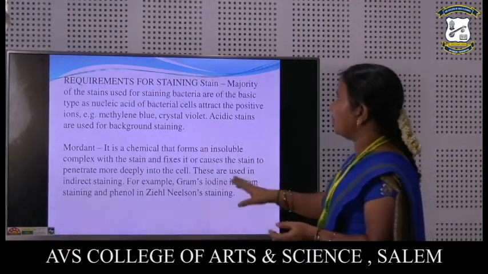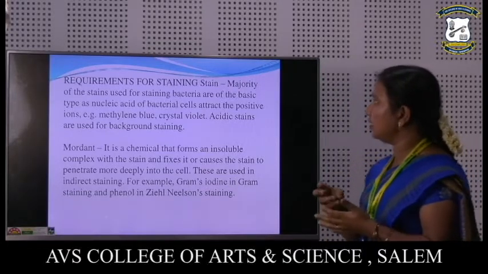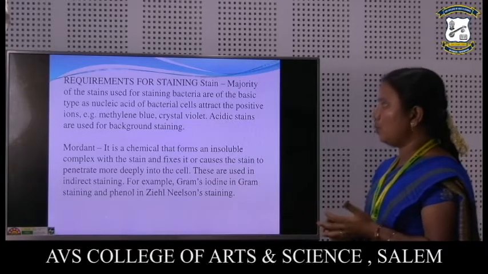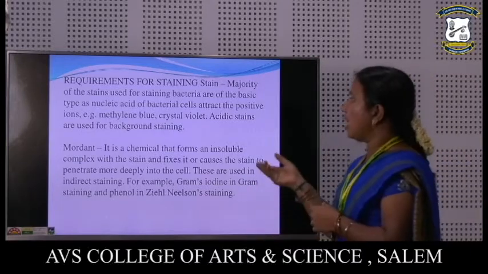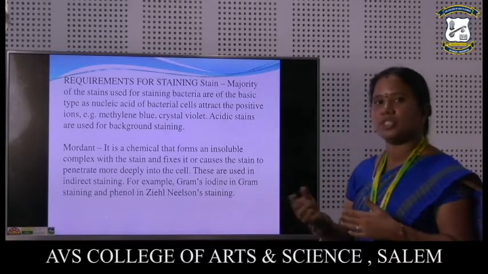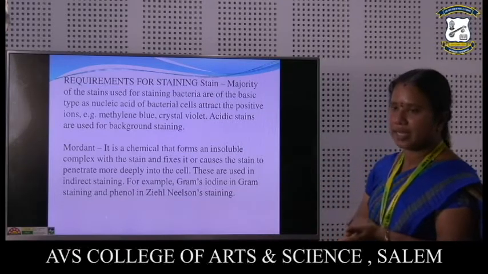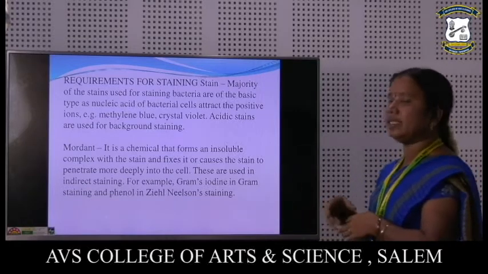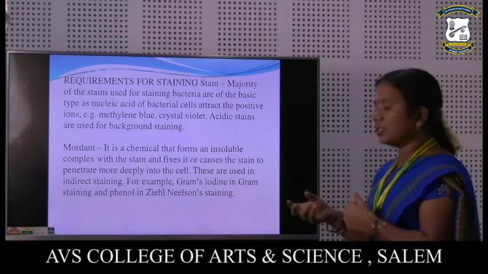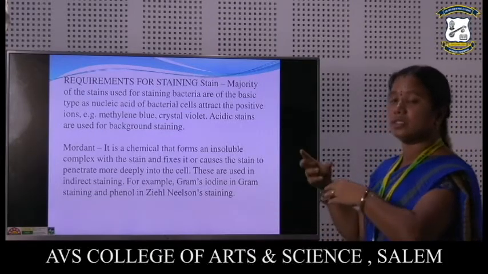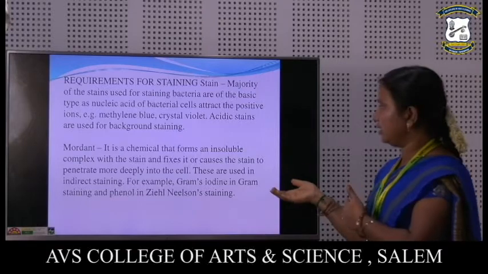Next, the requirements of staining. Staining requires, first, the stain, and next, the mordant. The stain imparts color to the organism, as well as to the nucleic acid which is present. We can also visualize the cell organelles present inside the cell with different types of staining techniques. The mordant helps the stain to penetrate into the cell or the cell organelles very easily.